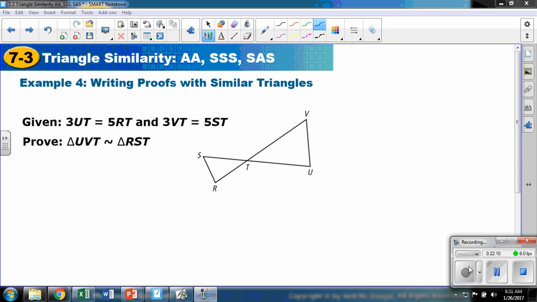Prove that these are similar. It's basically the same thing as what we were doing. The big characteristic here is that we were not given specific numbers on the triangles. However, I'm looking at these two pieces right here, and I'm going to observe some algebraic manipulation.